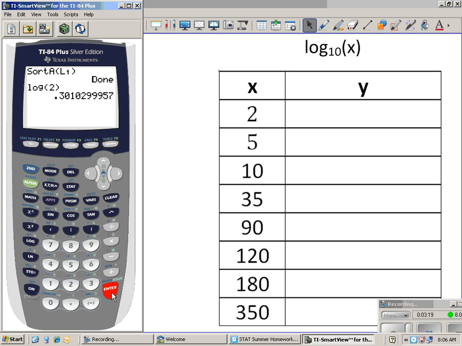Now, let me emphasize what that means. That means that 10 to the 0.301 power is equal to 2. So that's the exponent that 10 would need to be raised to to get the value of 2. The log of 5 is 0.69897. The log of 10 is 1, because 10 to the first power is equal to 10. And I'm going to do the rest of these on my calculator.